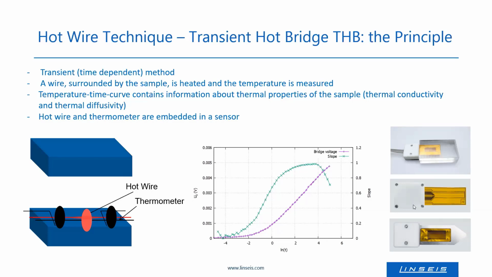And from these sensors, which are connected to the instrument and to a computer, you get again a temperature time signal. In this case, the plot is done against the logarithm of time. And this yields this pink curve. The green curve corresponds to the slope of this pink curve. And there is a maximum in the slope. And from this maximum, thermal conductivity can be calculated. This is done by the software. And you can also get thermal diffusivity out of this curve.